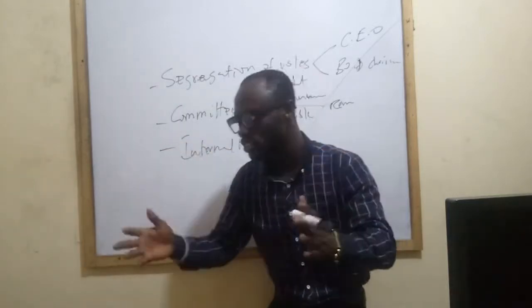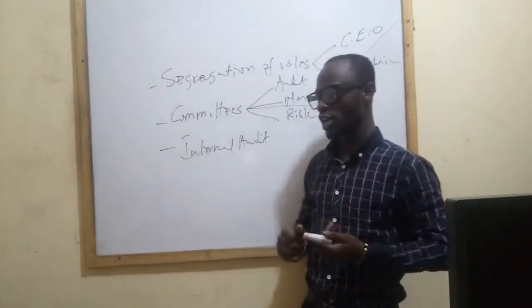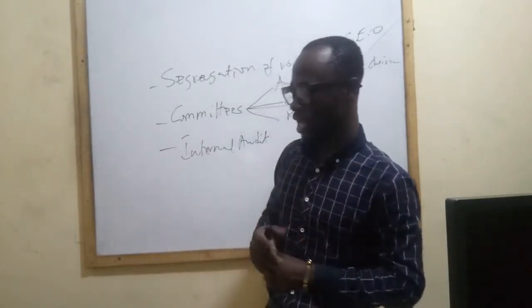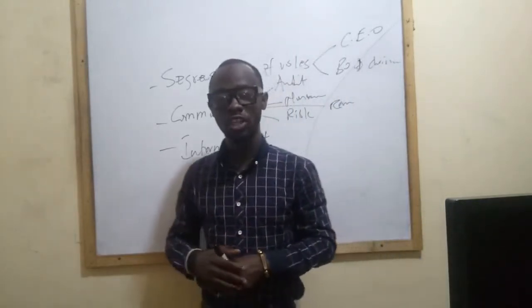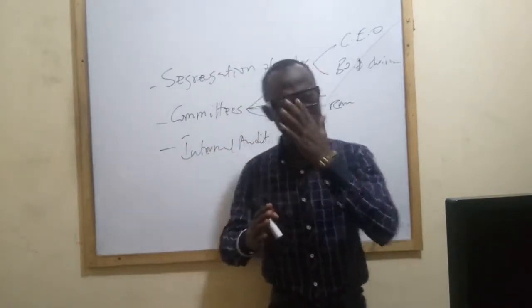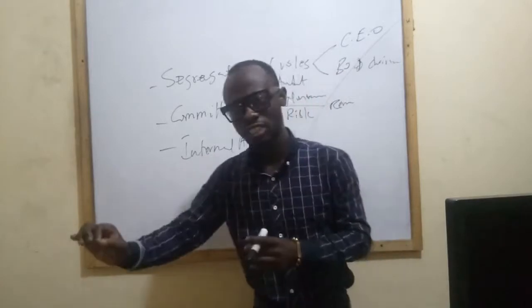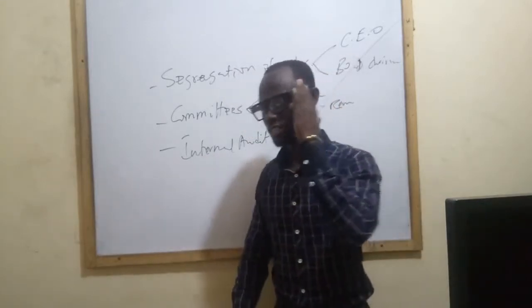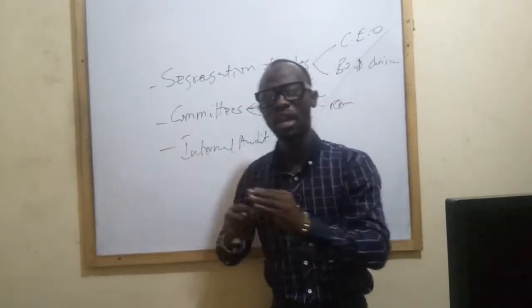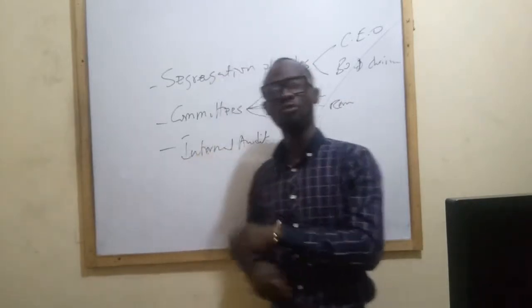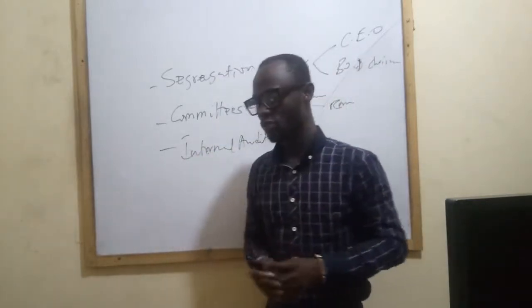Now let's look at the functions or the roles of the audit committee, and I have a lot of them in the handouts that you see there. One, monitoring the integrity of financial statements. So they have to make sure that the financial statements prepared are not biased. The financial statements prepared are honest. The financial statements prepared actually represent the true state of affairs of the company. So they have to monitor the integrity of financial statements.